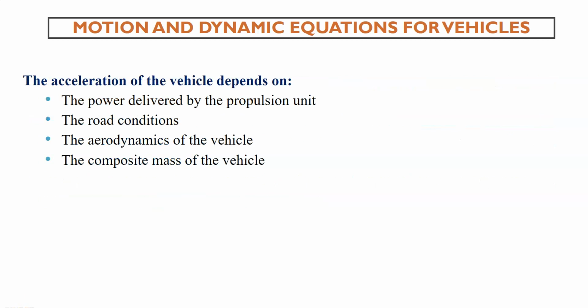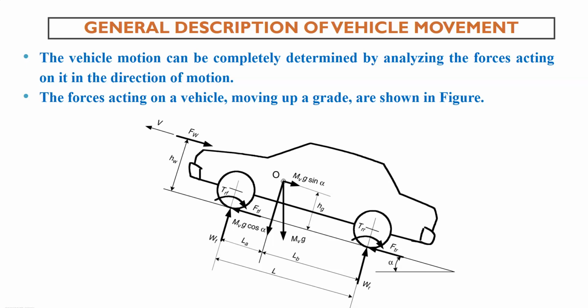The acceleration of the vehicle depends on the power delivered by the propulsion unit, the road condition, the aerodynamics of the vehicle, and the composite mass of the vehicle. So this is the general description of vehicle movement. The vehicle motion can be completely determined by analyzing the forces acting on it in the direction of motion. The forces acting on the vehicle as it moves up a grade are shown in the figure. The different forces acting on it are the thrust, the aerodynamic drag, rolling resistance, grading resistance, etc.